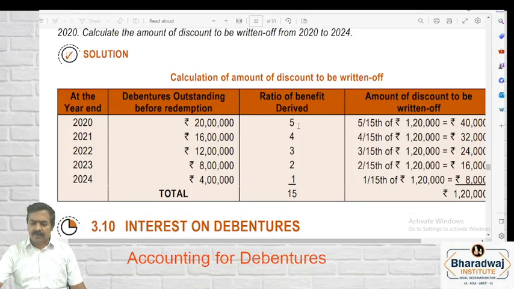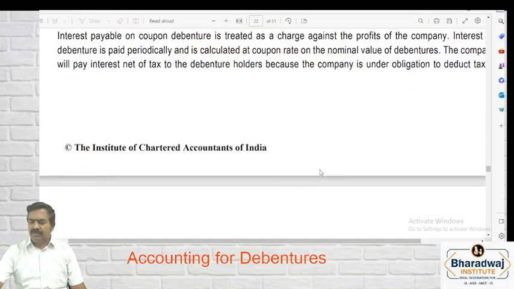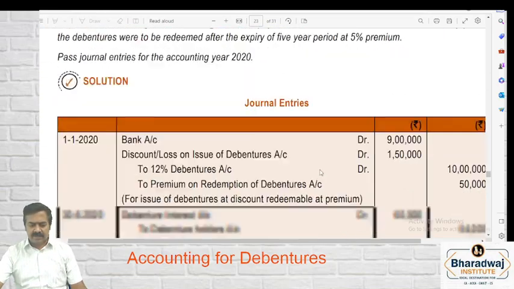Suppose debentures are redeemed in 5 equal installments, in a ratio, as for 4 years it was 4:3:2:1, for 5 years then 5:4:3:2:1 ratio, they would have written off the debentures.